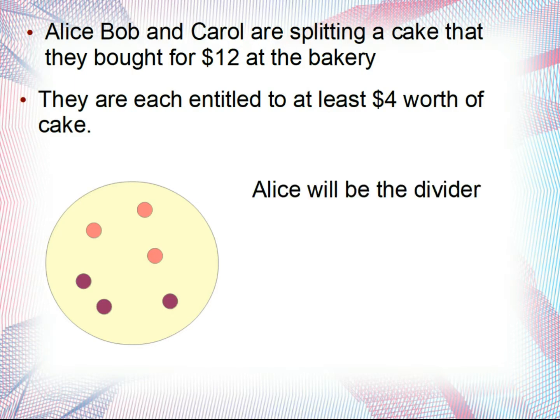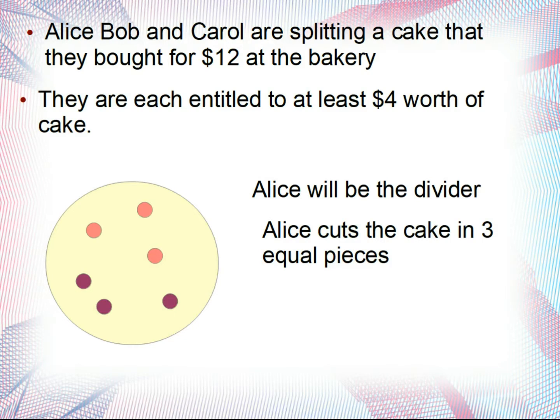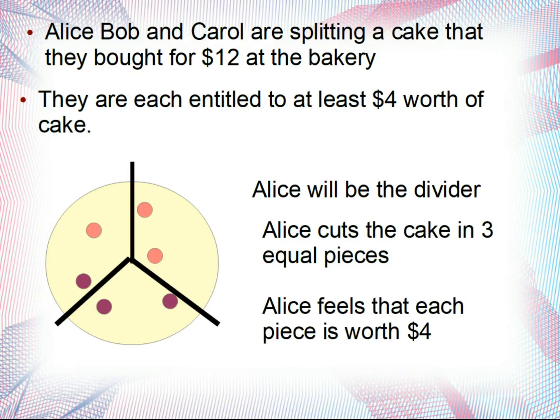So Alice will be the divider. It is her job to cut the cake into 3 equal pieces that she feels are each worth $4. Remember, as the divider, she's not going to have any control over what piece she gets, so she needs to make sure that each piece is worth $4. And so that I can tell them apart, I'm going to give the pieces names so that you can see which one is slice 1, which one is slice 2, and which one is slice 3. This will make it easier to talk about them later.